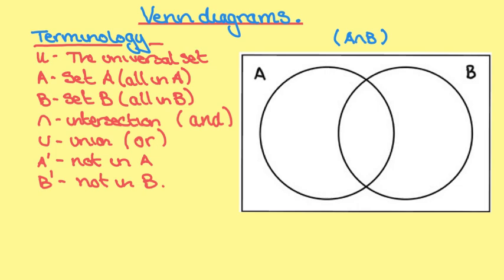So if we look at the first diagram, I want to shade A intersection B. If we let A stand for apples and B stand for bananas, A intersection B means I want to know everybody that likes apples and bananas. And this is this section here. It's the only part of the Venn diagram where people like both apples and bananas.